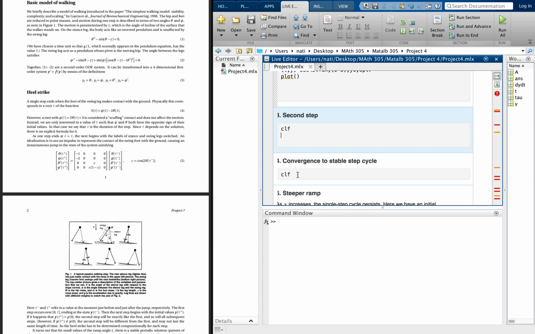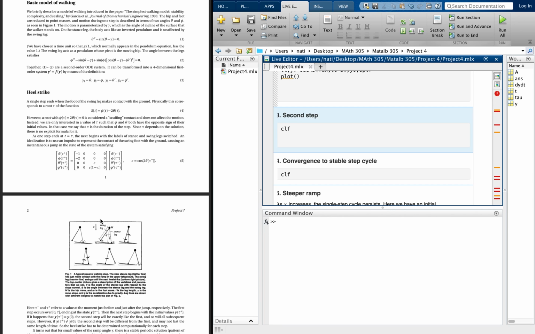Now we're going to create the second step, and to do that we need the initial conditions for the second step, which are going to be all the end conditions of the first step. In order to do that, we're going to use equation 5 here. Equation 5 allows us to take all of the values y1, y2, y3, and y4 from the first step, and convert them into the initial conditions for the second step by multiplying by this matrix here.